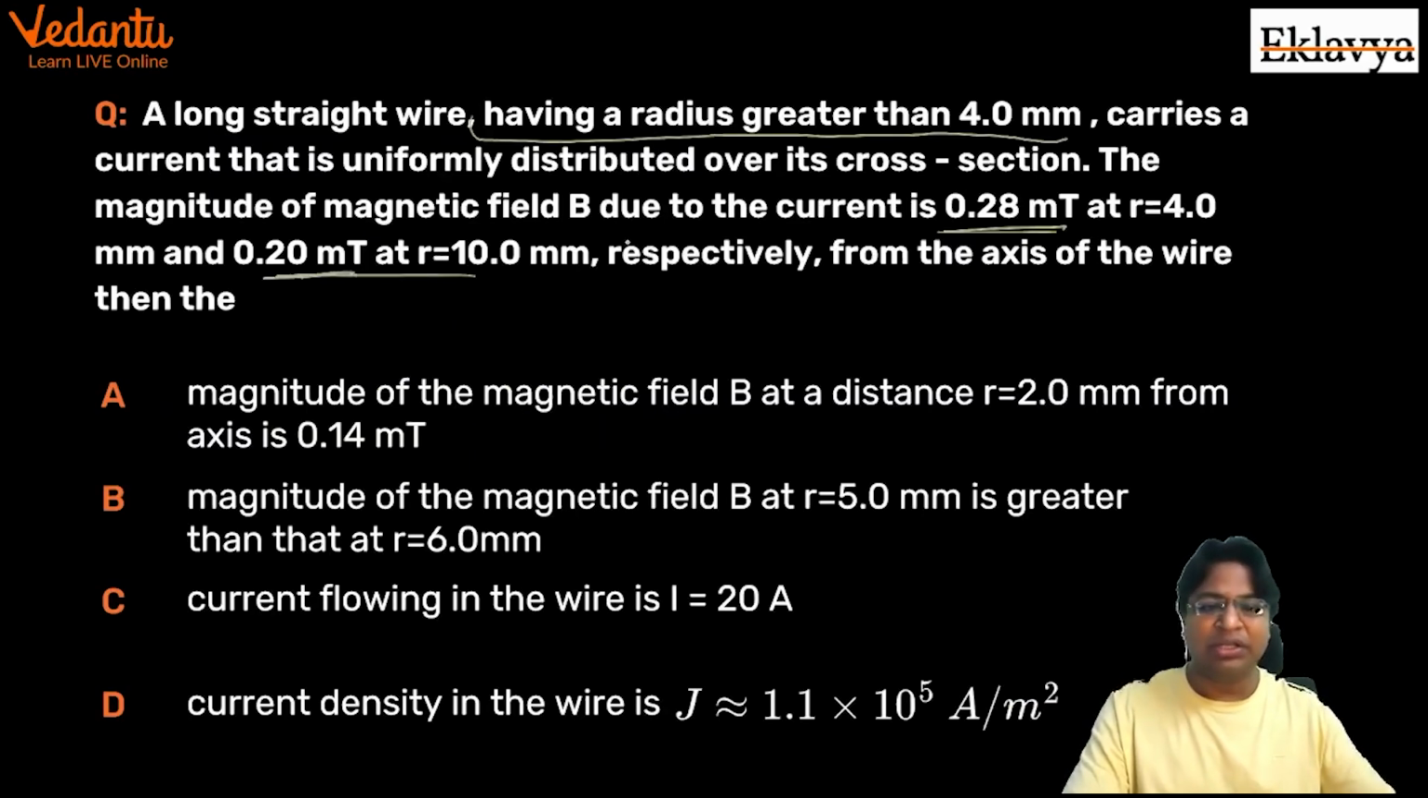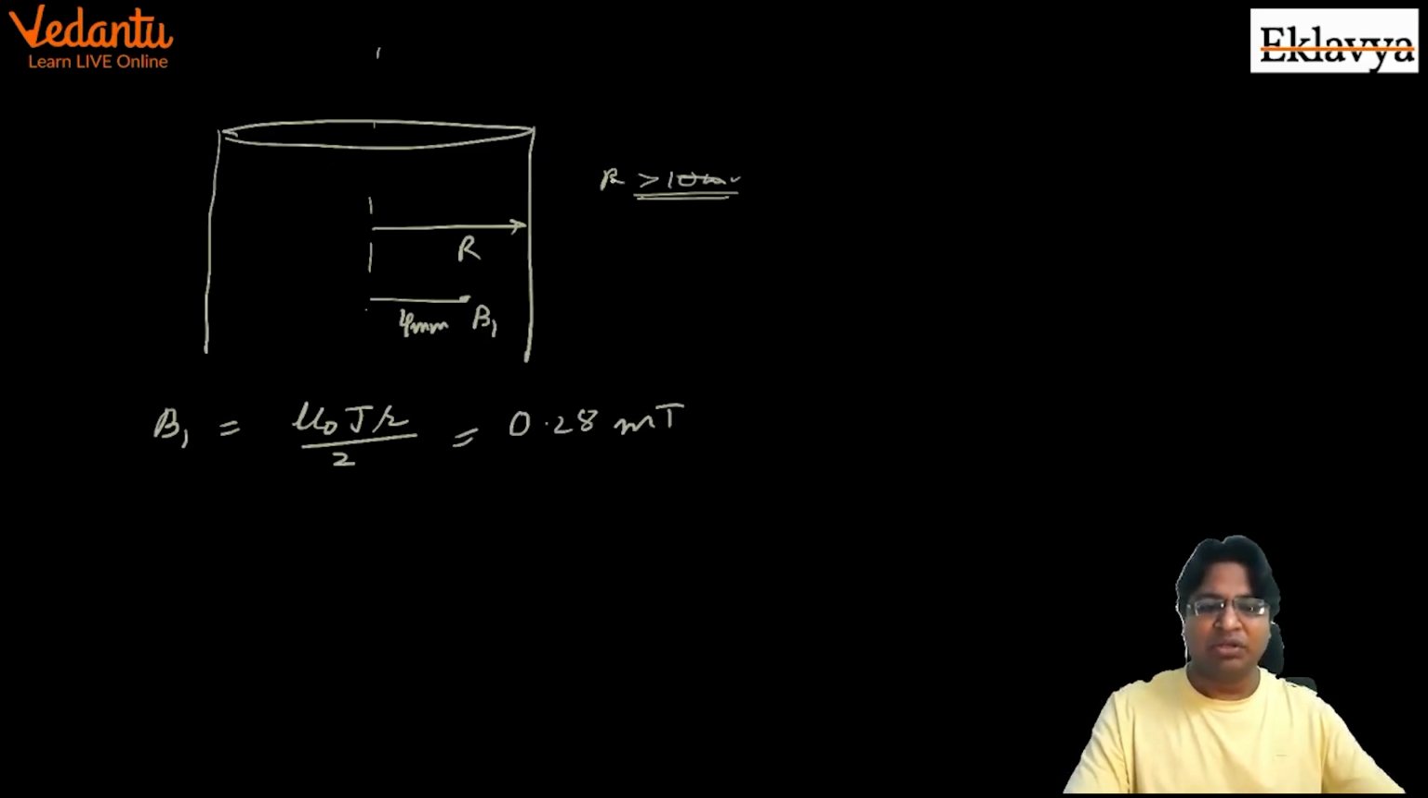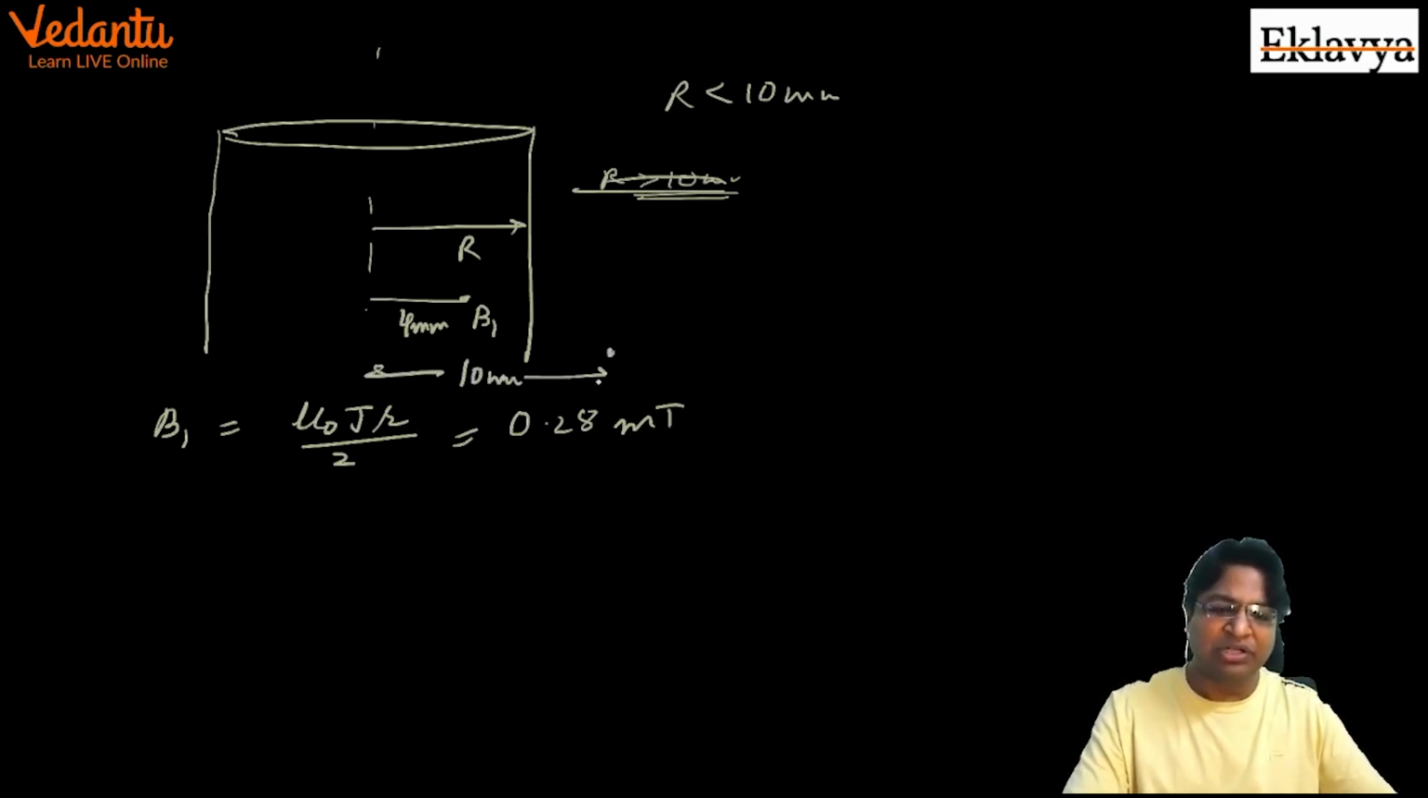It is lower than what it is. So we can be sure that the radius is actually less than 10 millimeter, and this other point that we are talking about, the 10 millimeter point, it is surely outside. It is not a point inside, because otherwise the value of B here would have been larger than 0.28. And because it is outside, therefore we can write the magnetic field at this point in terms of the total current. So we will write it as mu naught I by 2 pi r.